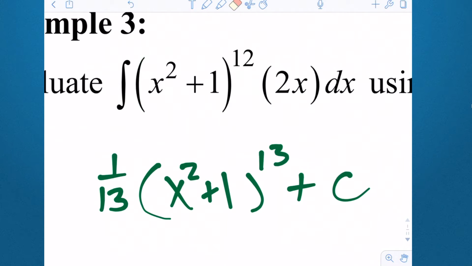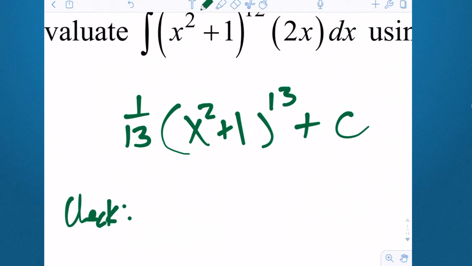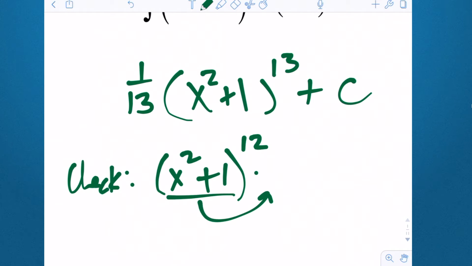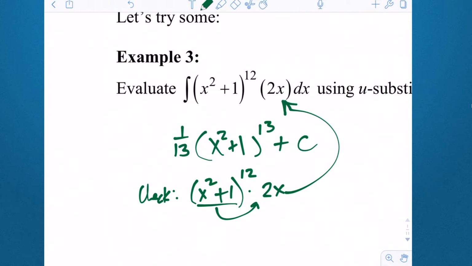Let's check it. Get rid of all that and let's check it. Check. All right, so if we're taking the derivative now, it's the chain rule. You walk up to the problem, you see 1/13 blob to the 13th. So multiply and you get 1 times x squared plus 1 to the 13 minus 1 is 12th power, times the chain rule, the derivative of x squared plus 1, which is 2x, and the derivative of c is 0. Is that the original integrand?